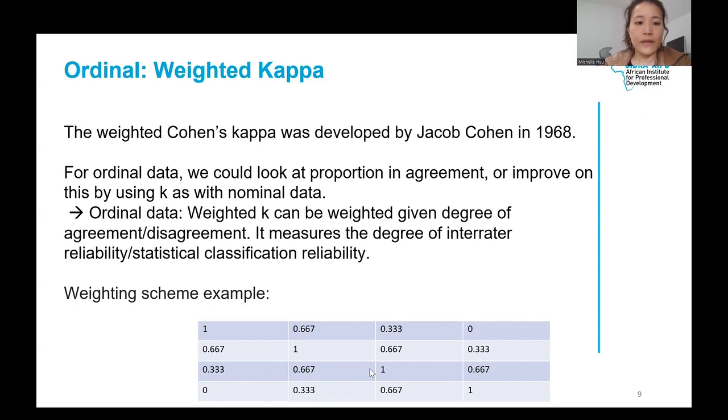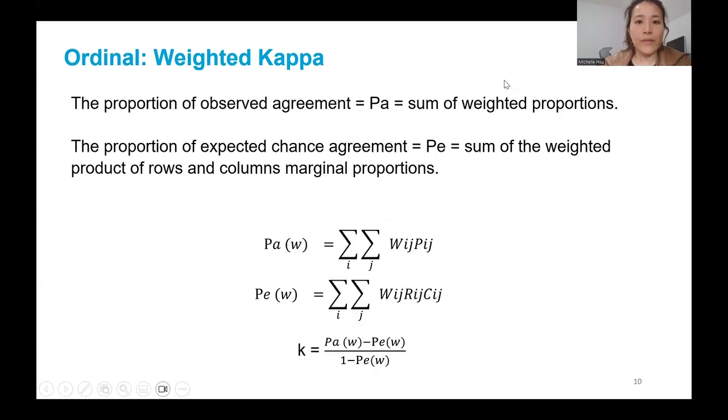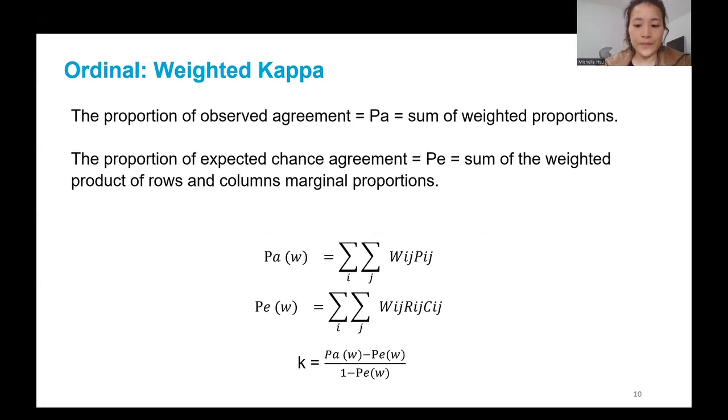And again, when K is 0, the agreement is no better than would be obtained by chance, right? So weighted kappa can be calculated by plugging in PA, the sum of weighted proportions, and PE, the sum of the weighted product of rows and columns of marginal proportions.